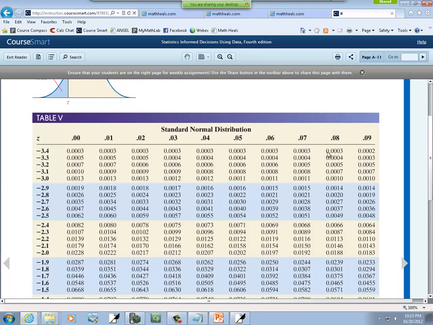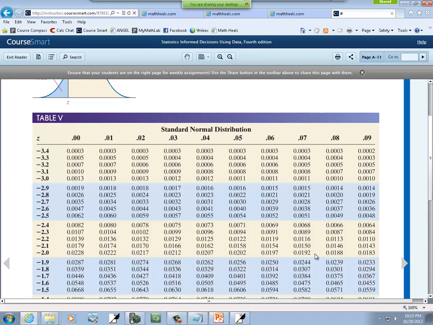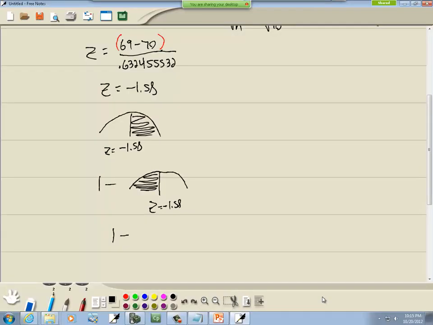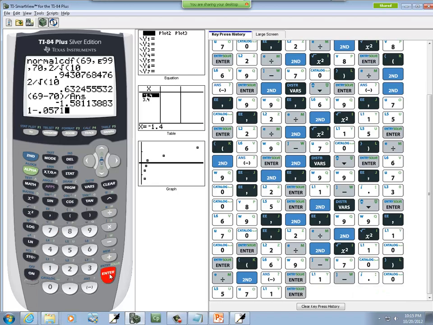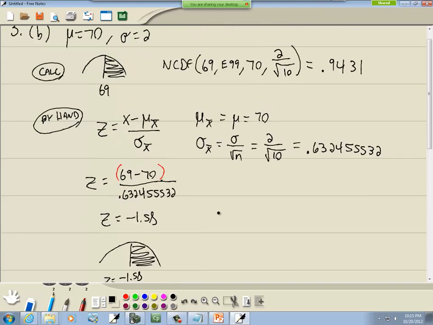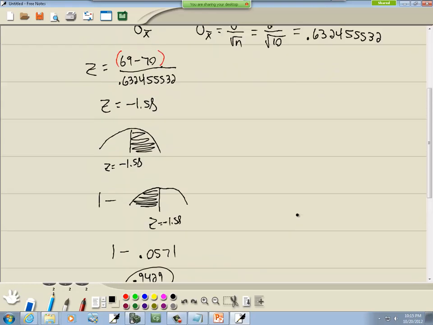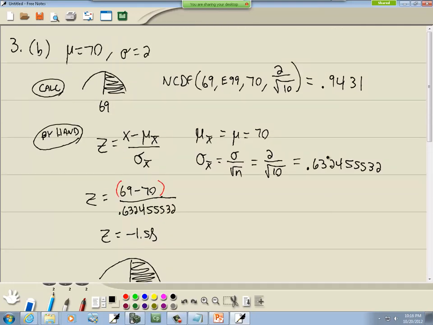The hundredths place is the 8, so I'm looking in the 0.08 column. And then the first two digits are negative 1.5. Negative 1.5 in the 8th column, I get 0.0571. So let's subtract those. 1 minus 0.0571, enter. And we get 0.9429 by hand. See how that compares. 0.9429, 0.9431. Again, they won't be the same. The calculator is more accurate.